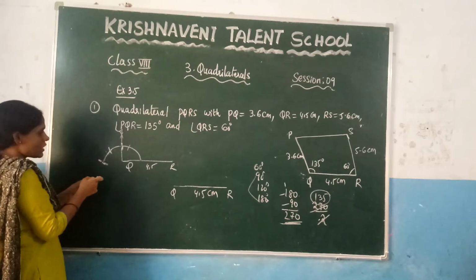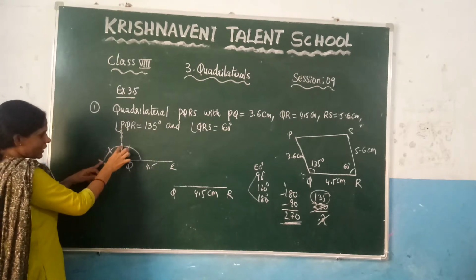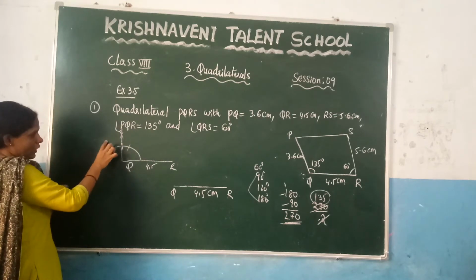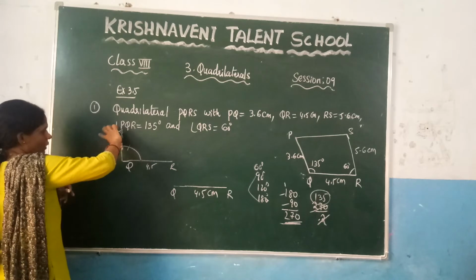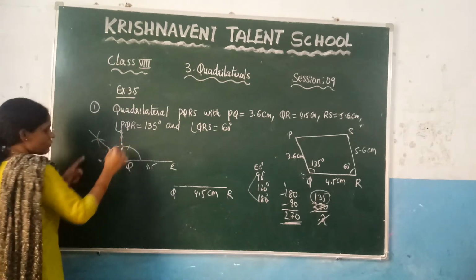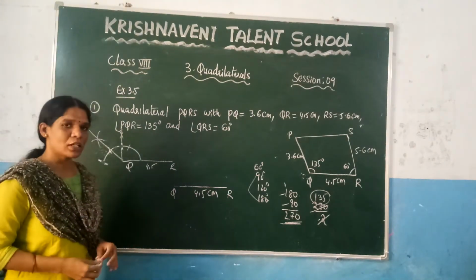How to draw? You need to take more than half radius, and you can observe that if you take these two arcs, this is more than half, right? Taking more than half here, keep one arc, and at this point keep one arc, and you will get one intersection point. Now join this one, this will be 135. Like that you need to construct 135 with the help of the compass.